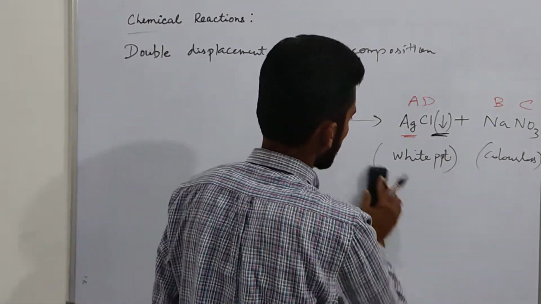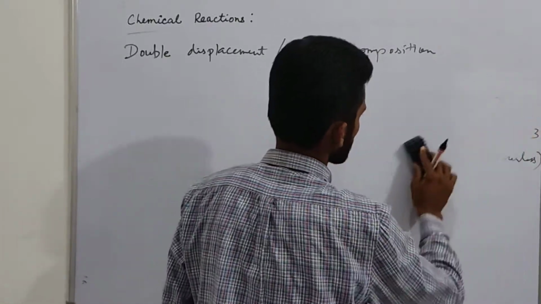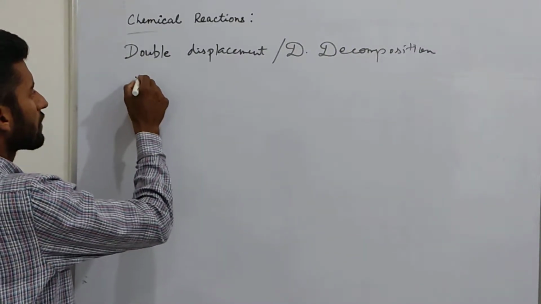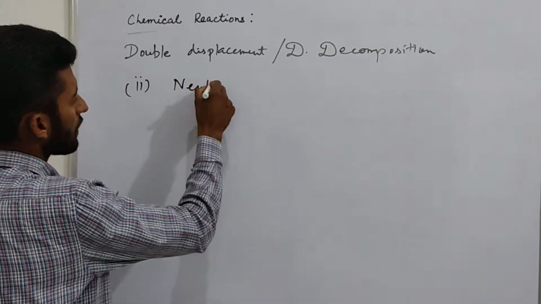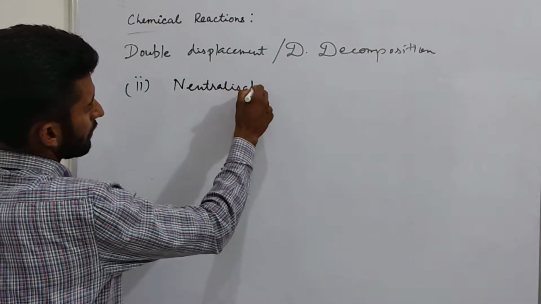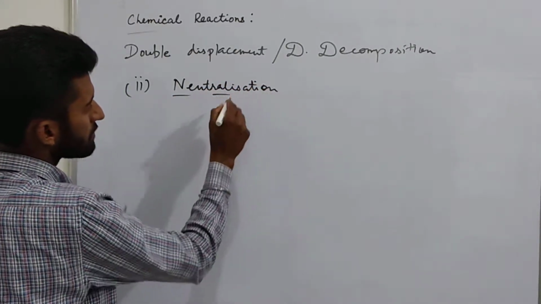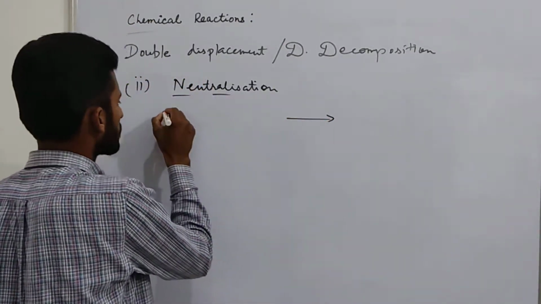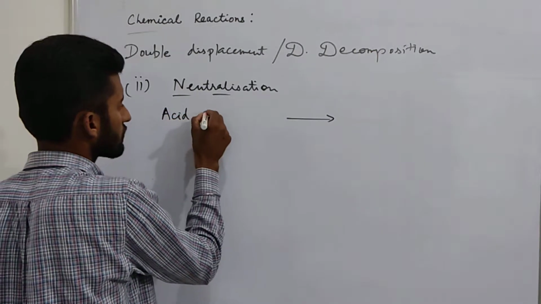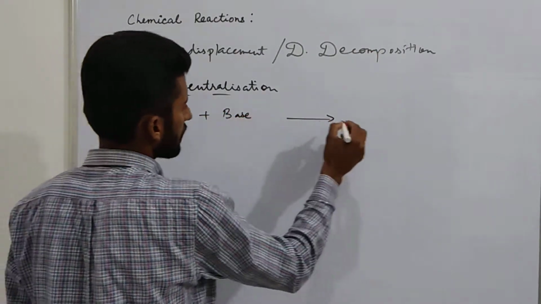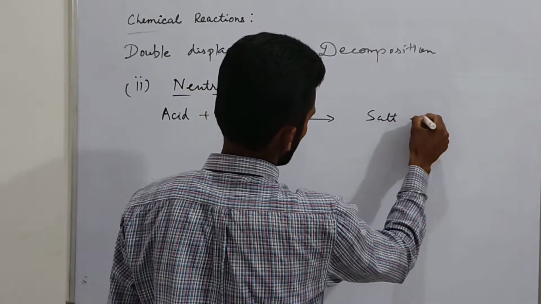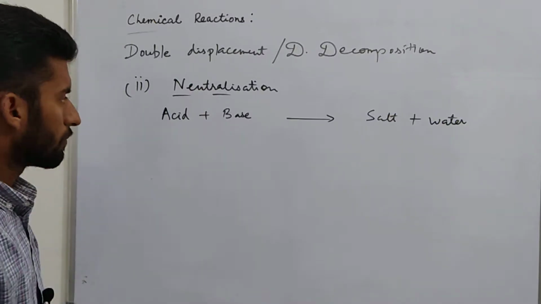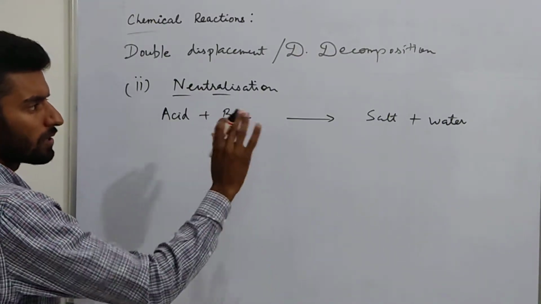Clear to everyone? Okay, now the next type of reaction which belongs to the same category is the neutralization reaction. From the name itself, it means the newly formed products become neutral. So when an acid combines with a base, there is formation of salt and water. It could be a strong acid and strong base, or a strong acid and weak base. The result is salt and water.